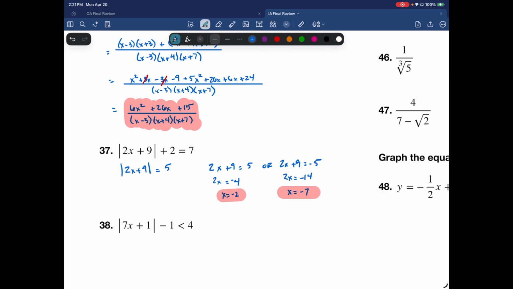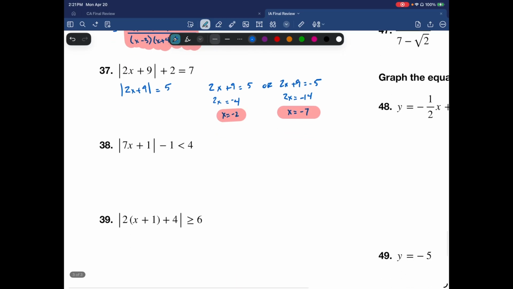All right, on 38, you've got to get your absolute value by itself first. So you've got |7x + 1| less than 5. And because it's less than, once you get the absolute value by itself and you see the inequality next to it, if it's an absolute value less than some number, that means it's going to be an "and" statement, which means I'm going to shade in between. So I can set this up like so: 7x + 1 less than 5 and greater than -5, like so.